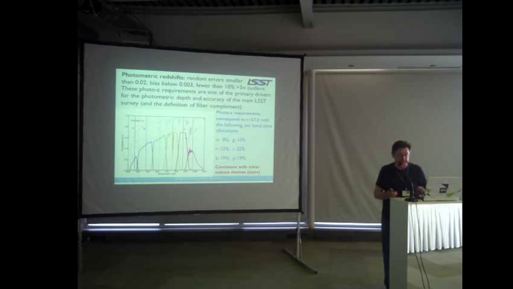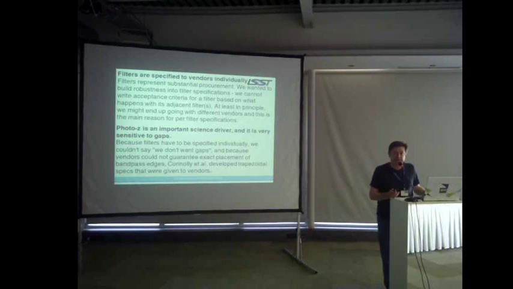The reason why they do have these slopes is programmatic. We could not guarantee that we could procure all the filters, the actual pieces of glass, from the same vendor. And for photo-z, it is important that the overlap is not very large. And it's even more important that there are no gaps between two adjacent filters. But we couldn't tell one vendor, we don't want you to have a gap relative to the other vendor.